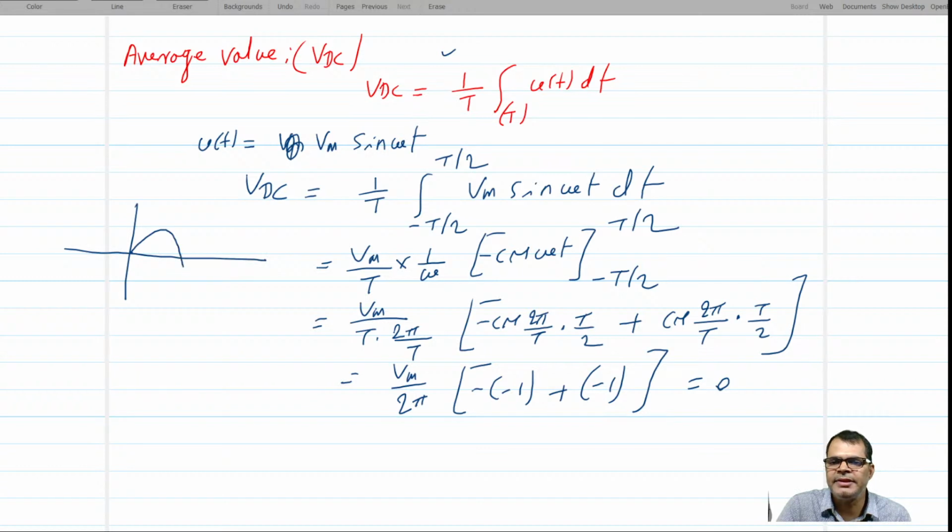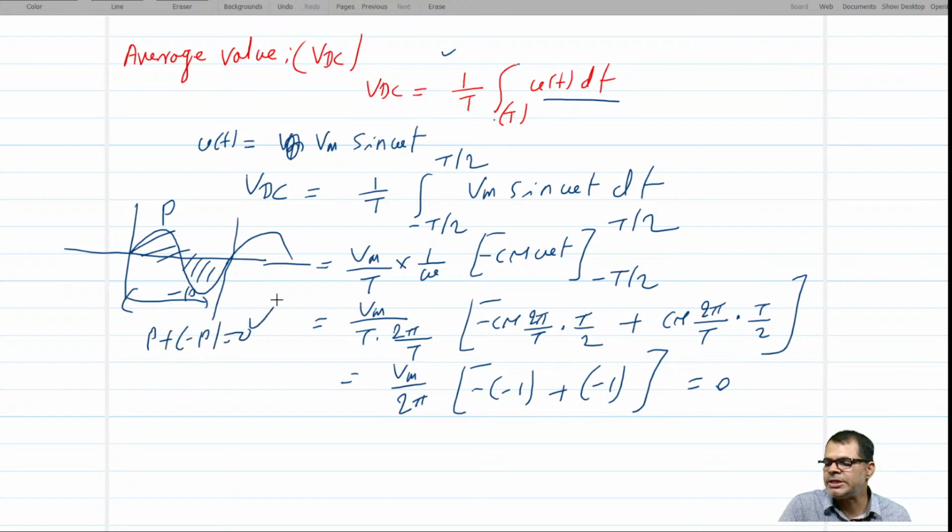This is your sine. We are integrating over a period. What do you mean by period? I have repeated many times, when I do the integration over a period, up to here you are doing the integration, that means area, this positive area, let's say P. So this will be minus P, this area. So P plus minus P is equal to 0. Intuitively, qualitatively, you can check it for a wave.